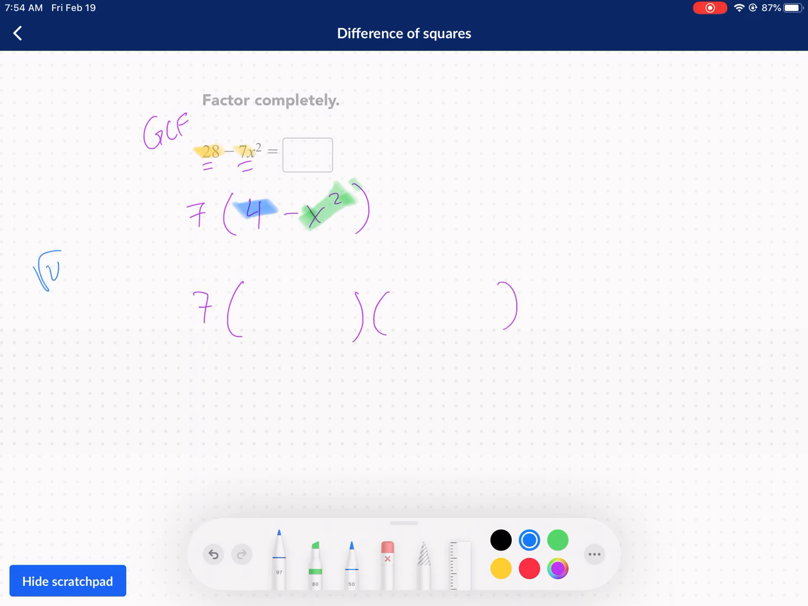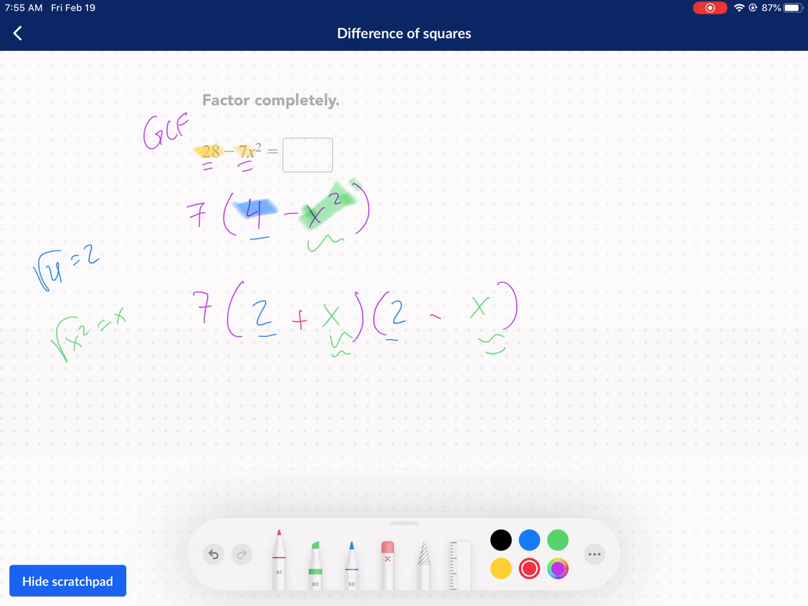Okay, we're going to take the square root of 4, and that's 2, and we're going to put the 2 there and there in the first slot. We're going to take the square root of x squared. That's x. We're going to put that there and there. So we have x and x. And we're just going to make one positive and one negative. And that's the procedure for difference of squares.